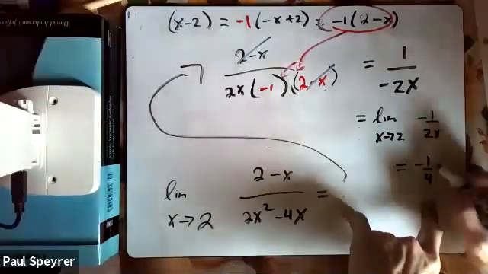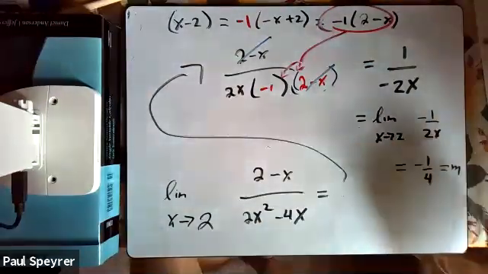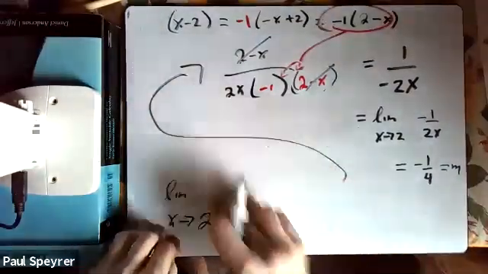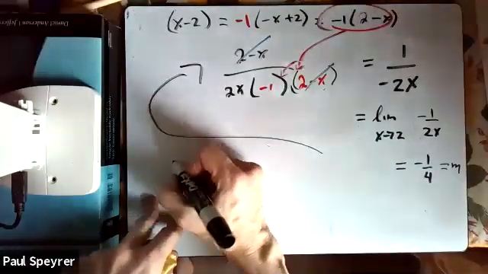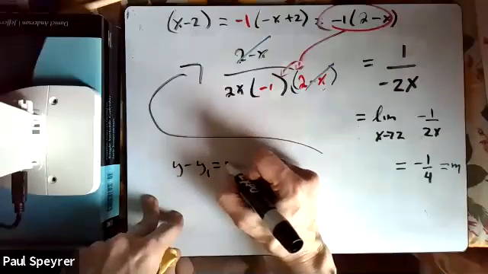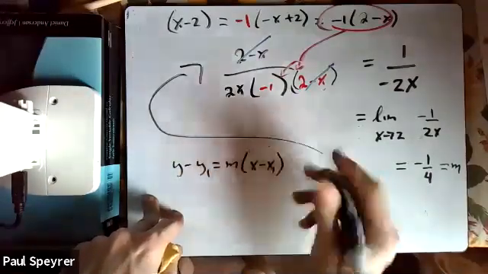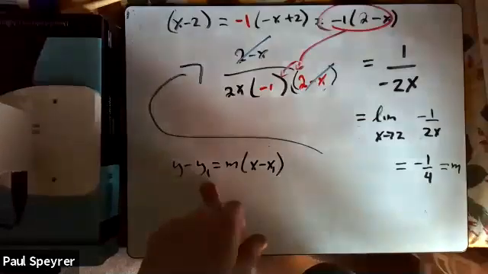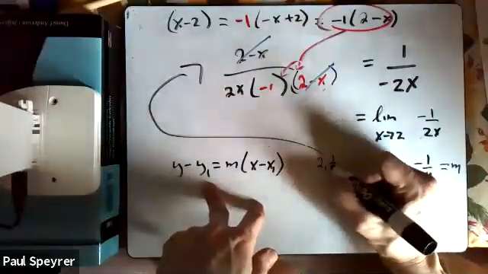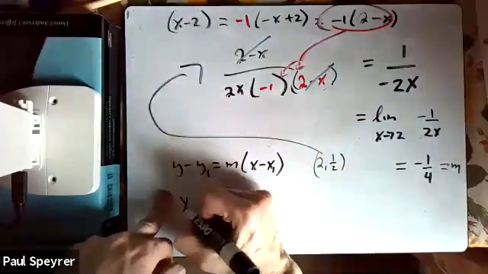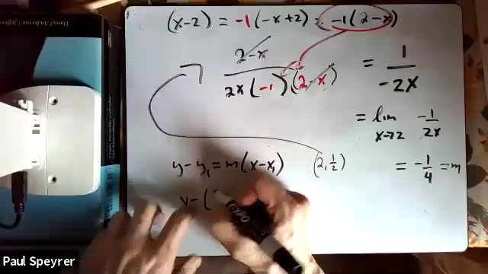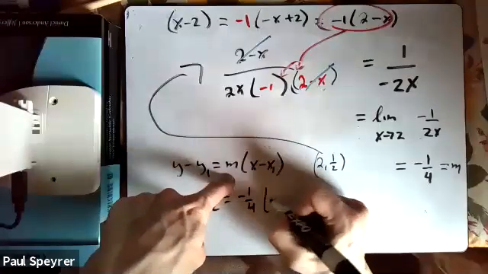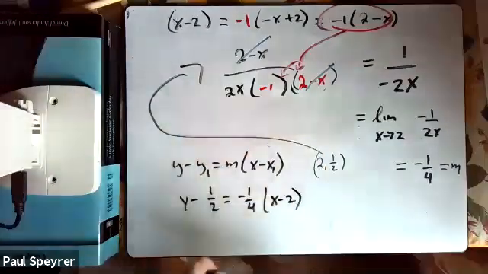Now we're not finished, right? That's just the slope. So what do we need to do now? Go to the point slope formula, right? y minus y1 equals m times x minus x1, all that good stuff. So remember, x1 and y1, that was our point, right? Remember we had 2 comma 1/2. So we're going to have y minus, watch the signs, 1/2 equals m, which is negative 1/4, times x minus 2, like that.